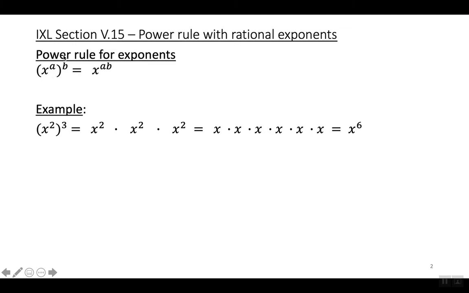First of all, basically what the power rule is when you have an exponent raised to the power of another exponent. All right, basically you have two exponents. All you do is multiply them together. So in this example here, it says x to the a power raised to the b power will equal x to the a times b power. Again, you just multiply the two exponents together.